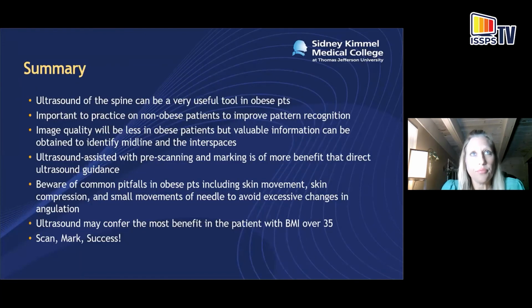So in summary, ultrasound of the spine can be a very useful tool in the obese patients, and it's important to practice in the non-obese patient to improve that pattern recognition. Then you'll be able to very clearly see the patterns, and it'll decrease the time to do the scans. The image quality will be less in obese patients, so expect that, but you will be able to identify midline and usually most of the interspaces. Ultrasound-assisted pre-scanning and marking is of more benefit than direct guidance in ultrasound for neuraxial procedures. However, obviously, for paravertebral procedures, direct visual guidance is important.